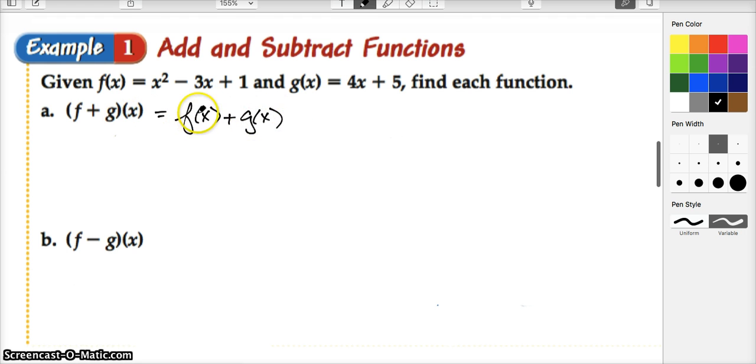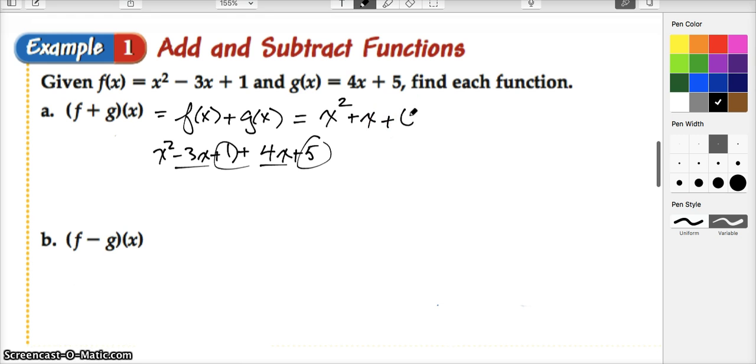Just do that. So what is f of x? It's this here. And what is g of x? It's this here. We're going to add them up and join like terms together and we'll get our answer. When I bring these two functions together, I'm left with x squared plus x, because these came together to give me 1x, and then plus 6. And that's what we got. Cool?